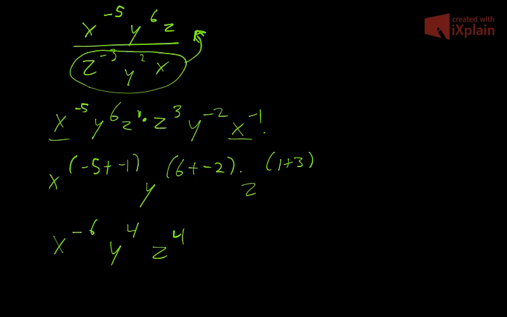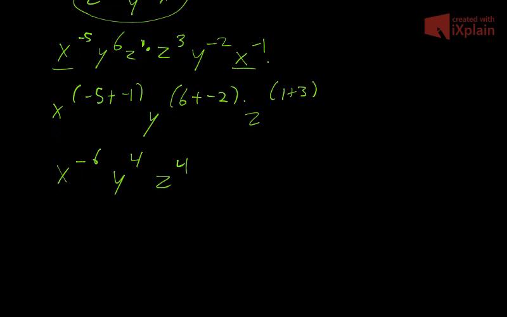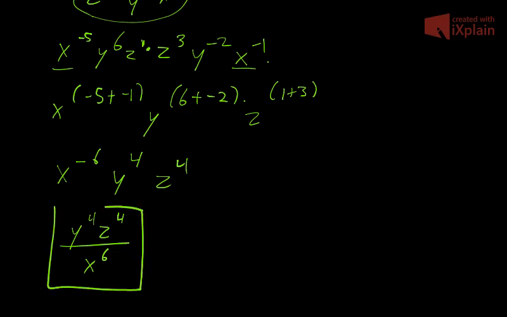And just like that, I want to make sure I move my negative exponent back to the bottom. So I would get y to the 4, z to the 4, over x to the power of 6. Now it's all positive exponents, which makes me happy, and I am all done.